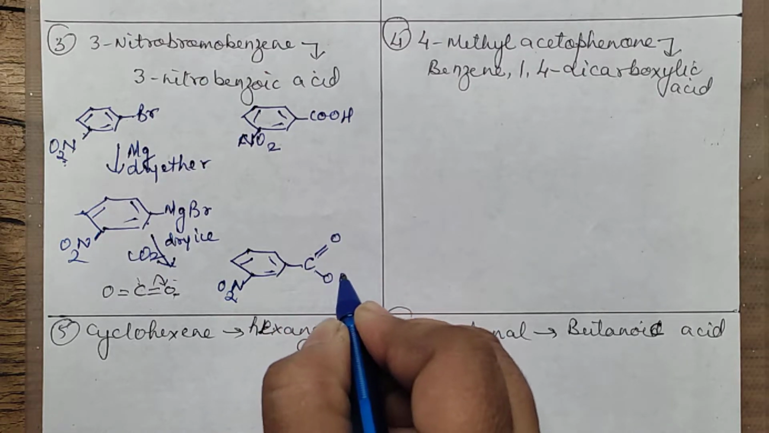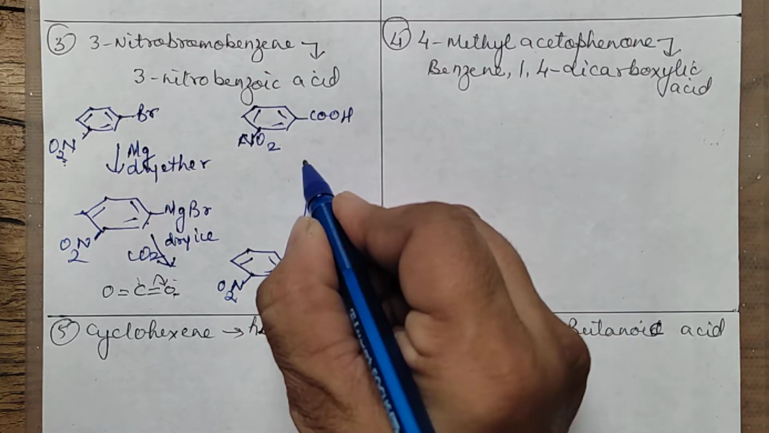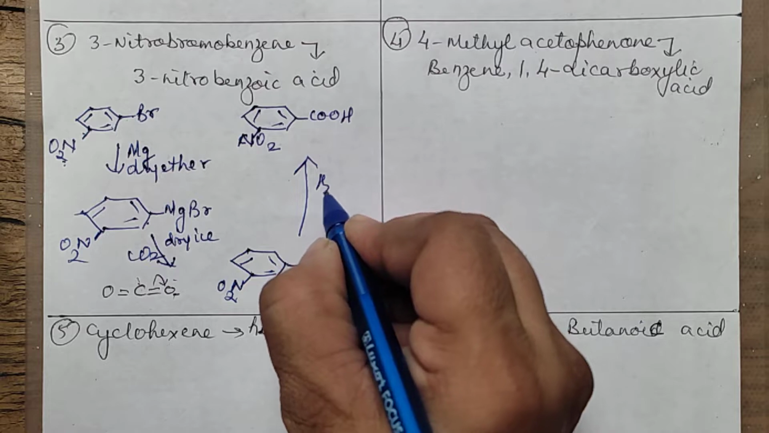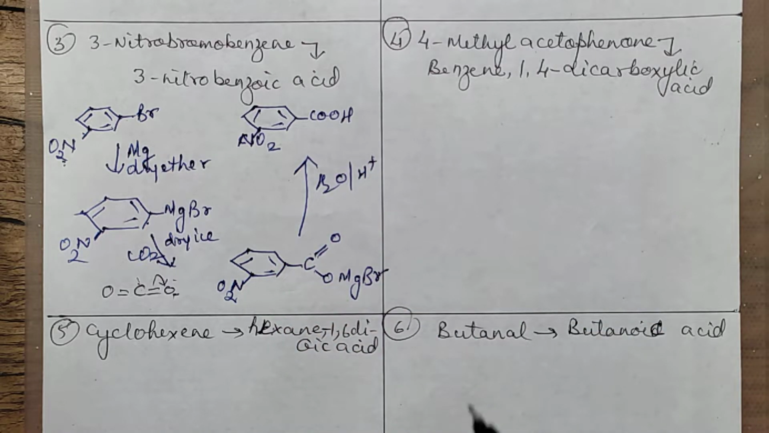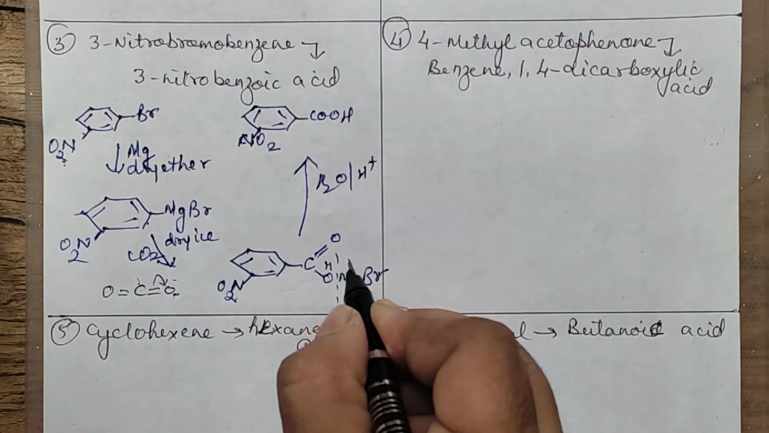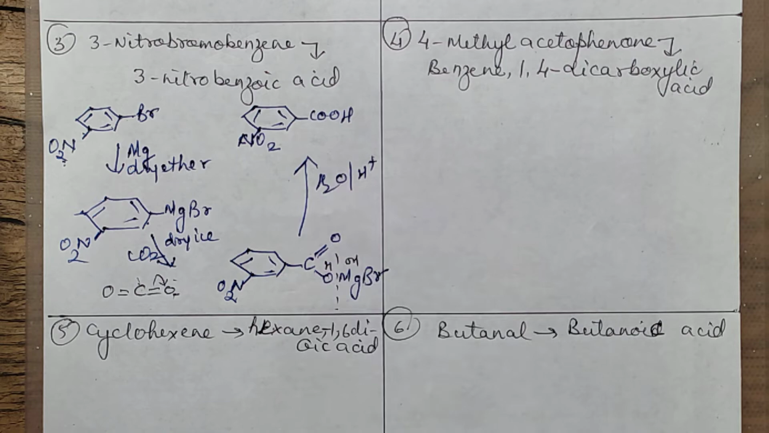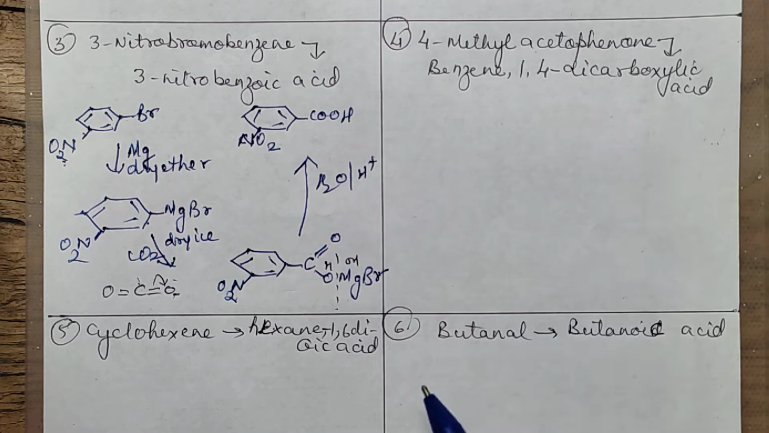Here you will have OMgBr. Now you have to carry out hydrolysis. So in the acid medium you carry out hydrolysis. So how will the bond break? This bond will break from here. You will have H and OH. That means you are getting 3-nitrobenzoic acid. Clear? Now the next one is 4-methyl acetophenone to benzene 1,4-dicarboxylic acid.